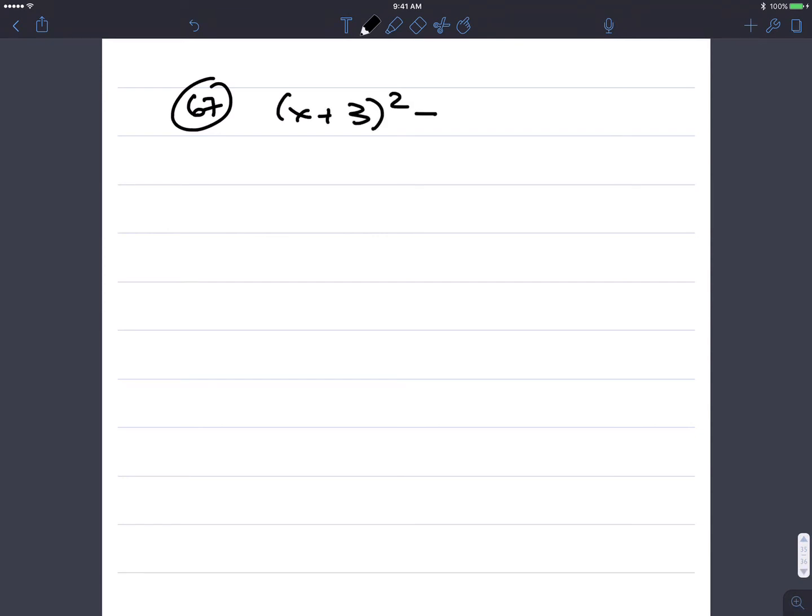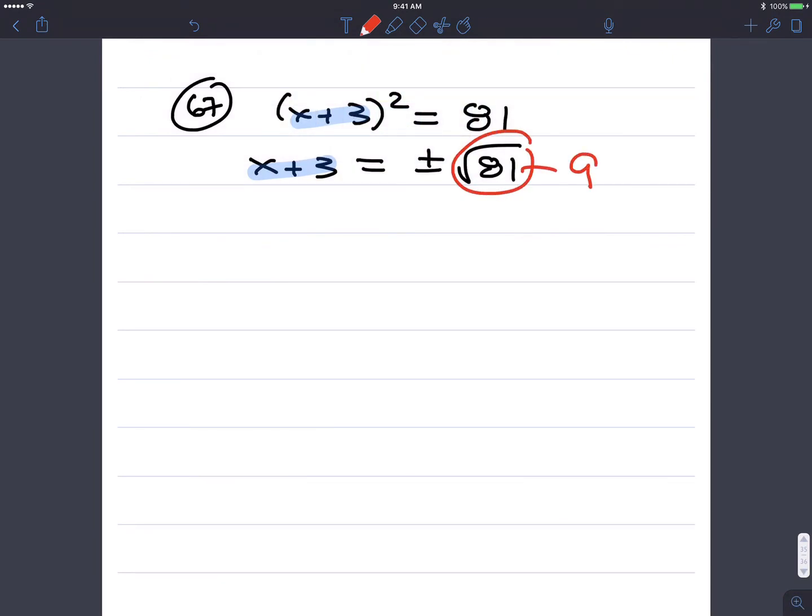X plus 3 squared is 81. Notice, x plus 3 is in parentheses to the second power. Plus or minus the square root of 81. Okay. We use the square root formula here. Now, notice again, square root of 81 is 9. So, we have x plus 3 is plus or minus 9.